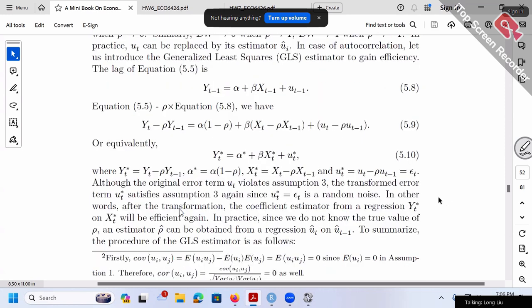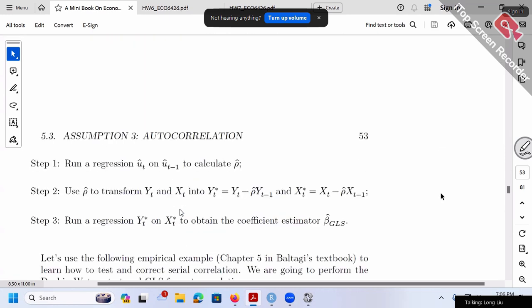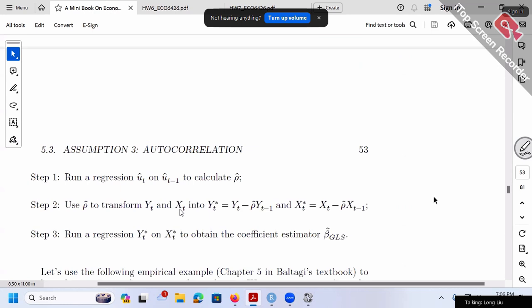So let's finish these steps of the transformation. We're going to skip step one for a second. Step two is we calculate Y star and X star. What's Y star and X star? Y star is y_t minus rho y_{t-1}. X star is x_t minus rho x_{t-1}, right? So we calculate our X star and Y star.